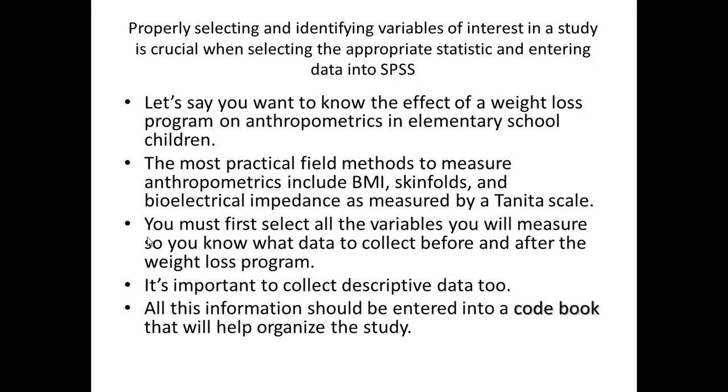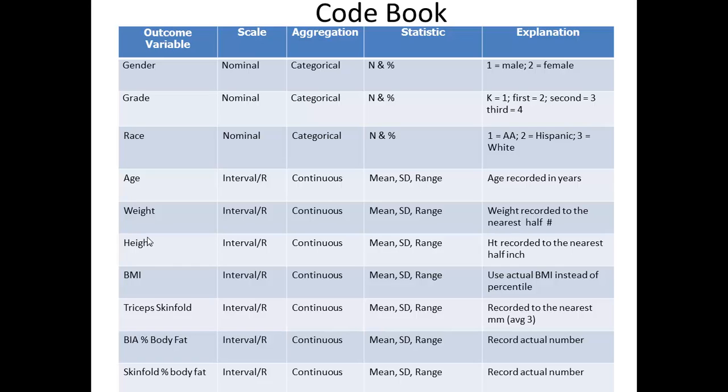Taking the time to do this will help you think through the variables that you need for your study, what level of measurement they will be assigned so that you'll know how to go about collecting the data, and help you understand the type of statistics that you will need. Here's an example of a code book. Notice that this is based on our previous slide where we're thinking about looking at the effect of a type of intervention on weight loss in children. We're certainly going to want to collect the gender of the children, the grade in school, perhaps their race may have something to do with their weight, age of children, obviously weight, height, their BMI. We said we would collect skin folds because it's a measure of body fat. Tanita scale also measures body fat. So these are the variables of interest.